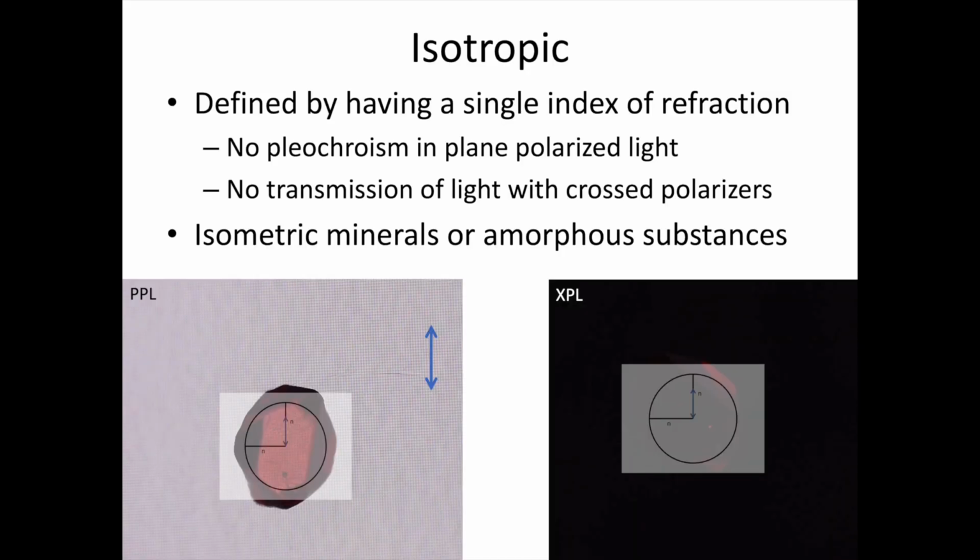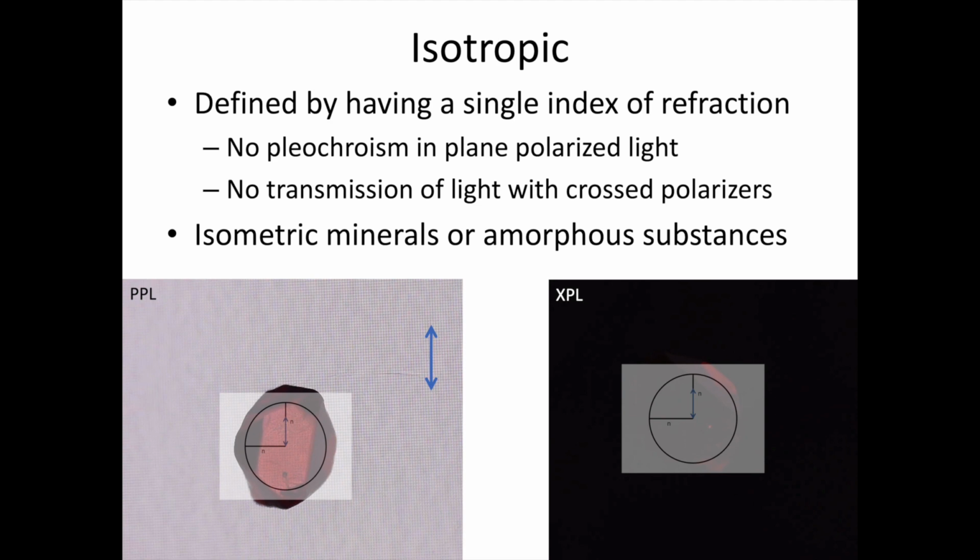So a quick recap of everything. Our spinel crystal is isotropic. And because our spinel crystal is isotropic, it's not going to exhibit pleochroism, and it's also going to stay extinct when we're viewing it with crossed polarizers.